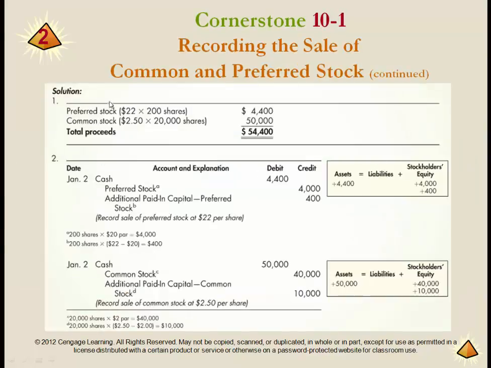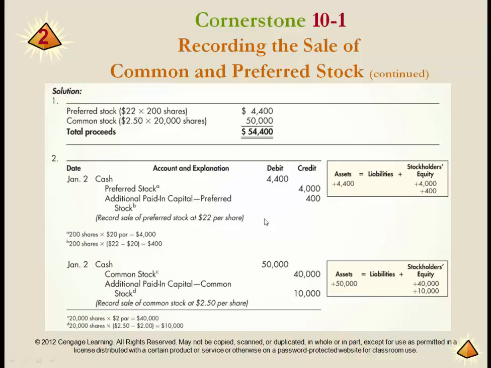The first thing is they sold 200 shares of preferred stock at $22 a share, so $4,400, and they sold 2,000 shares of common stock at $250 a share. So they get a total of $54,400.